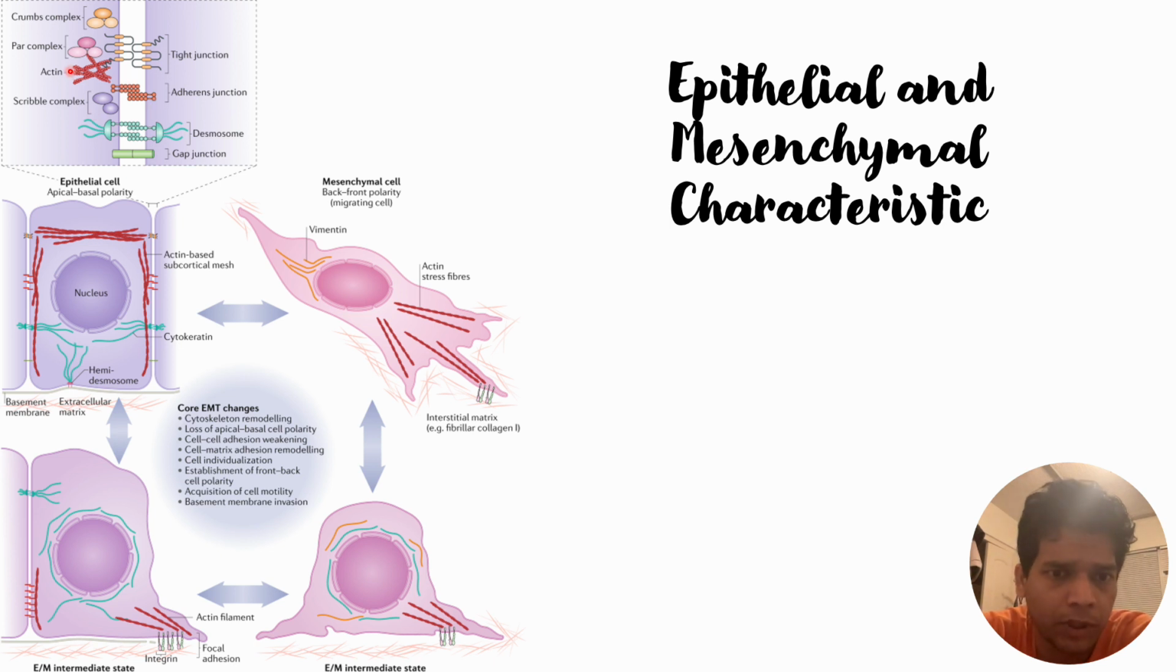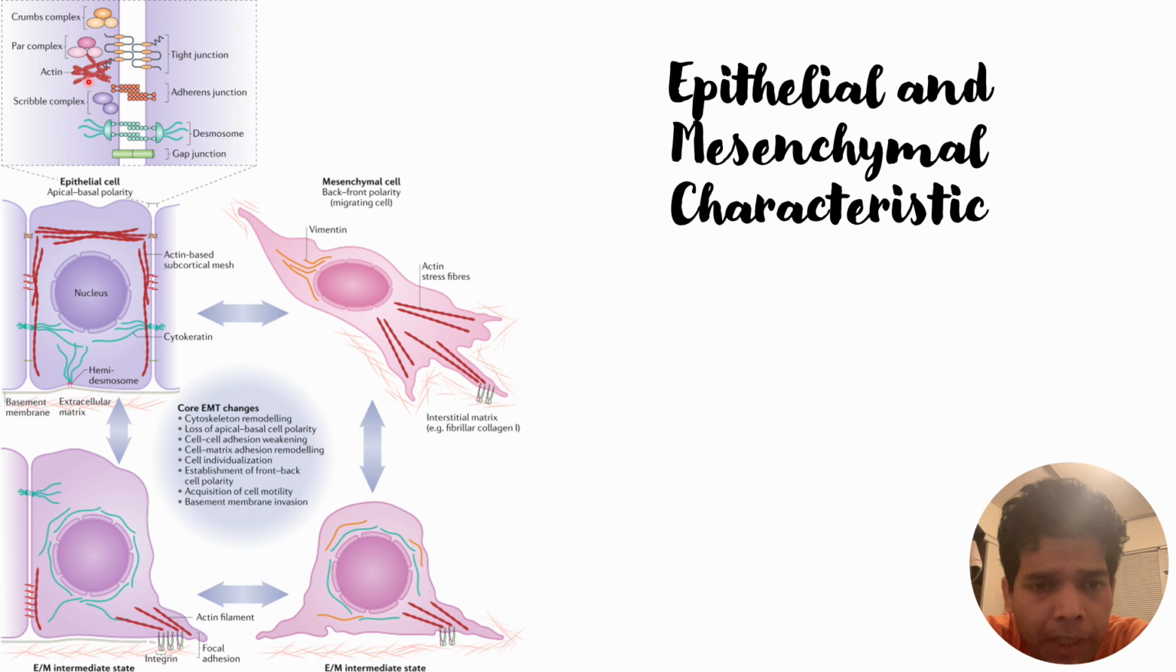Some of the interactions mentioned here are tight junctions, adherens junctions, desmosomes and gap junctions. All these junctions are usually found in epithelial cells, and these interactions occur between the epithelial cells and their neighboring cells, and also with the extracellular matrix.